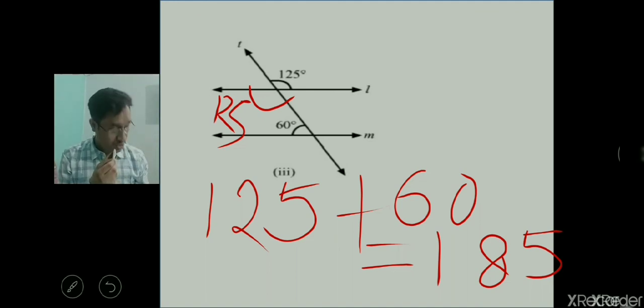Now some questions you will solve, such as exercise 14 from R.S. Agarwal, questions number 10 and 11, and from NCERT exercise 5.2 you will complete the remaining questions 4 to 6.